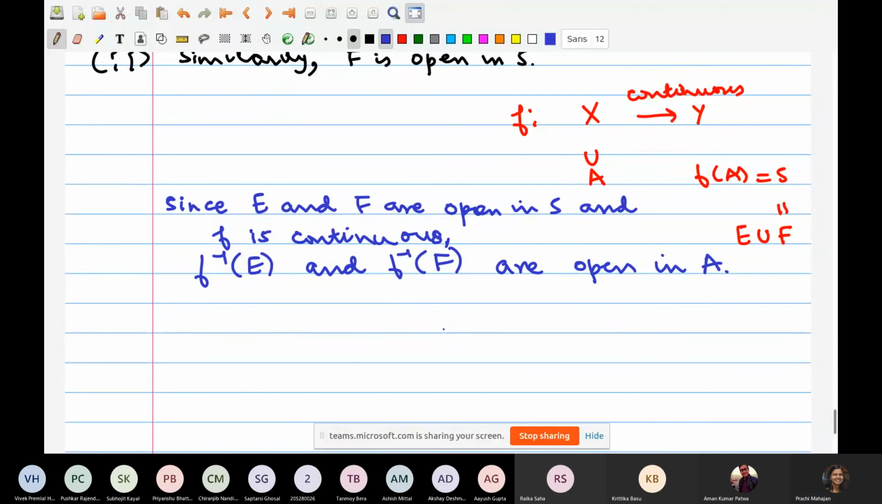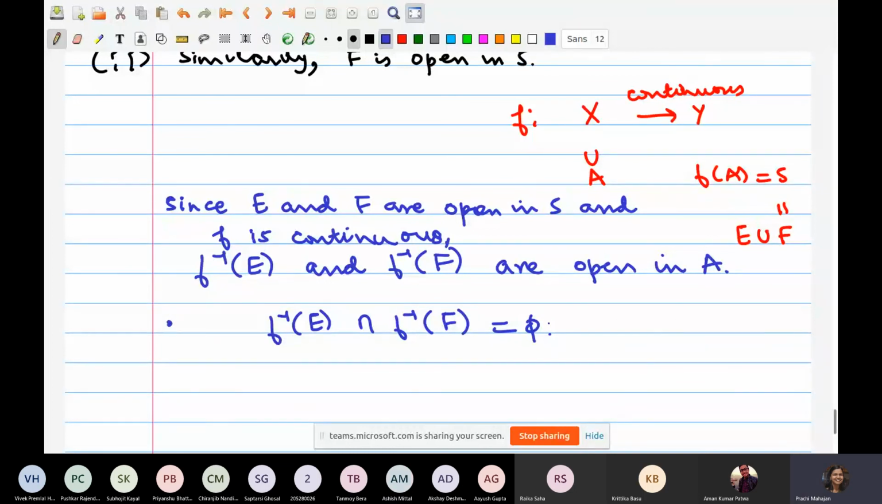Now, here's the first observation. These two sets are disjoint. Why? Because the sets E and F are disjoint. If the intersection of the pullbacks of E and F under the map f is non-empty, that would imply that E and F have something in common, which would contradict the fact that E and F are disjoint. Is that okay?